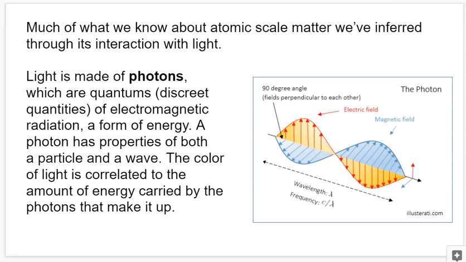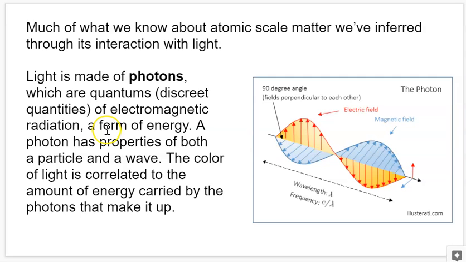So basically everything we know about atomic scale matter, about atoms and molecules, we've been able to infer through its interaction with light. So light is made up of photons. Photons are the name of the particles of light. And we describe them as being quantums of electromagnetic radiation. A quantum is a fancy word for saying a discrete quantity, like a specific amount of energy.